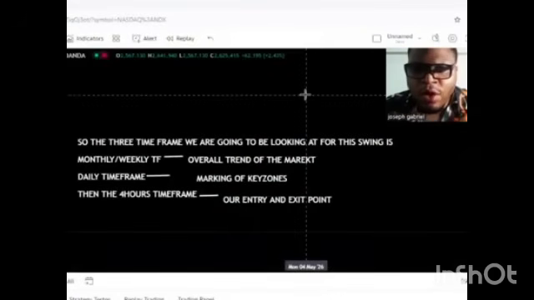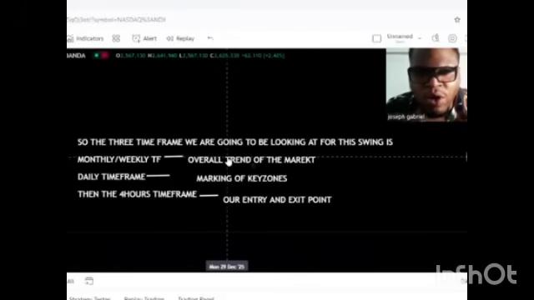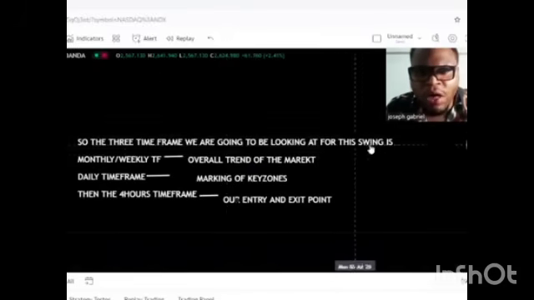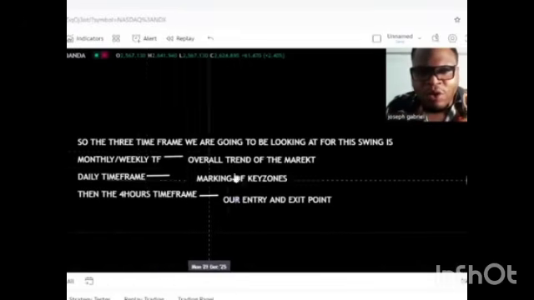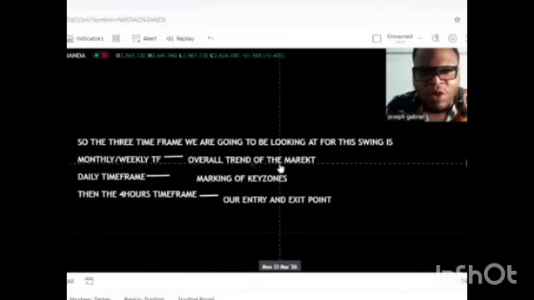So here is what we're going to be looking at for our swing trading. The first thing we want to consider, because we are going in for swing, is the monthly and the weekly time frame. If you're a swing trader, you don't want to work on the lower time frame for your swing trade. The first thing you need to do is look at the overall trend of the market from the higher time frame, starting from the weekly or the monthly. So the overall trend is what you want to look at.